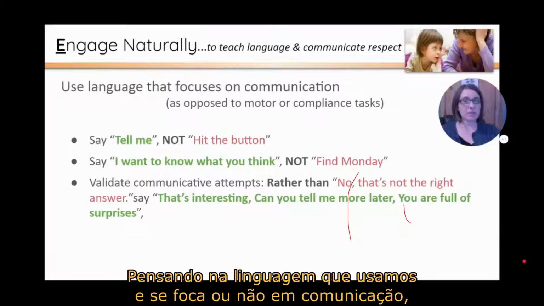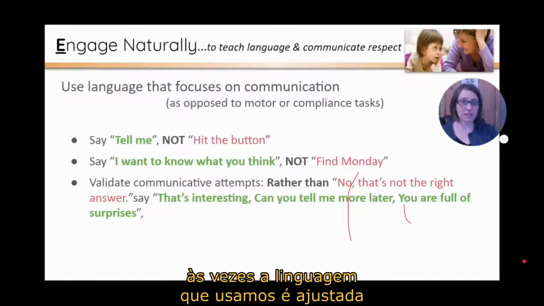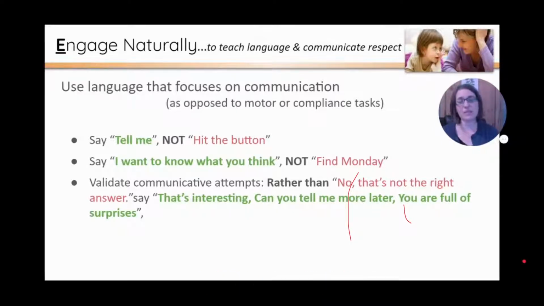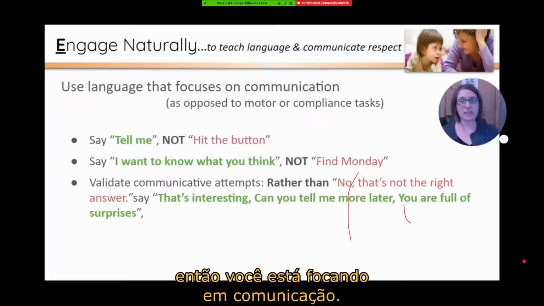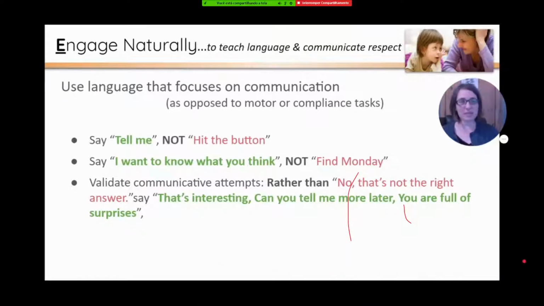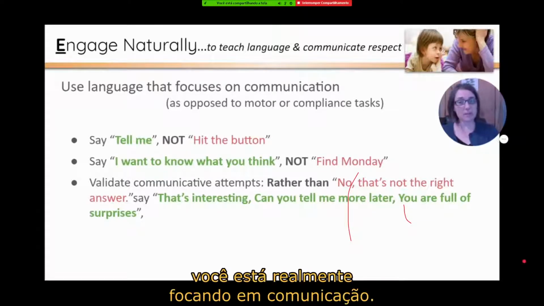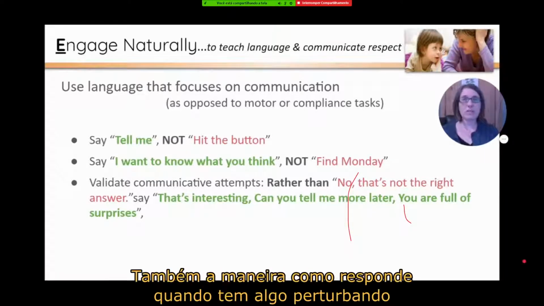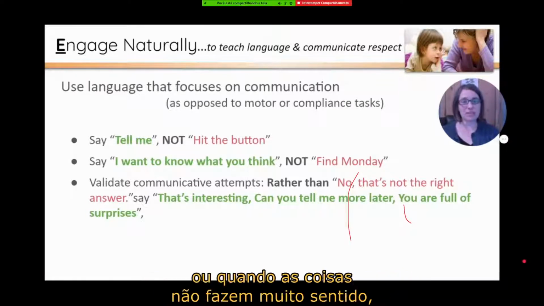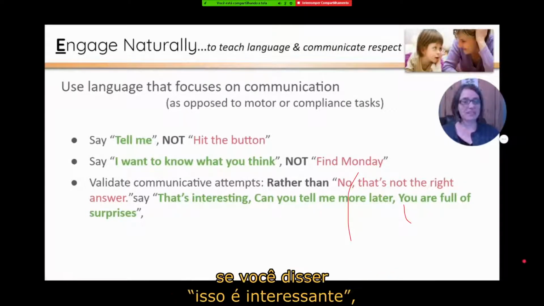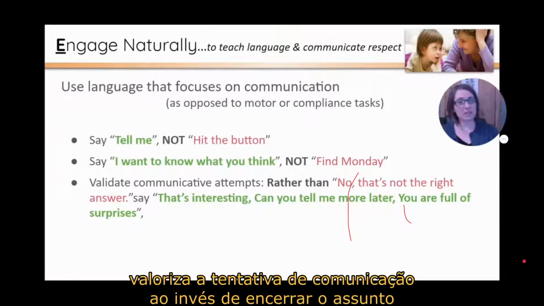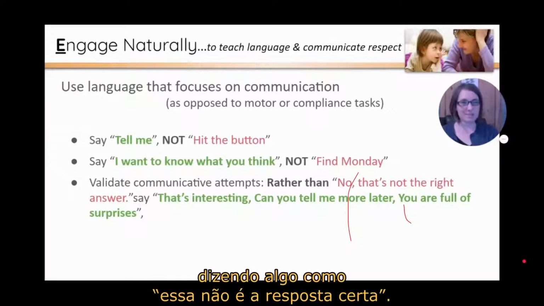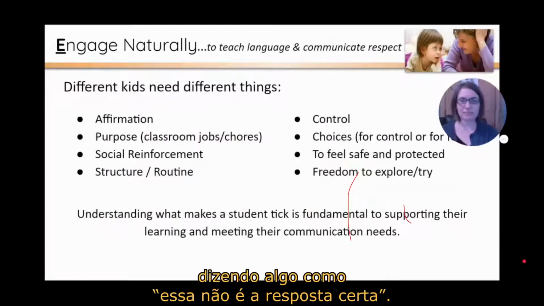Thinking about the language that we use and whether or not it focuses on communication. Sometimes the language that we use is really geared towards motor compliance tasks. So for instance, if you say, tell me, rather than hit the button, then you're focusing on communication. If you say, I want to know what you think about this, rather than find Monday, you're really focusing on communication. Also, the way that you respond when there's a disruption or things don't seem to quite make sense. If you say, that's interesting, or can you tell me more later, or you're full of surprises, that values the communicative attempt rather than shutting it down by saying something like, that's not the right answer.